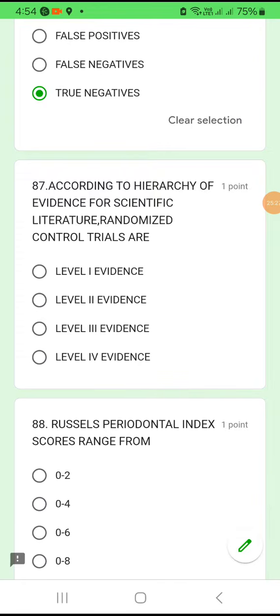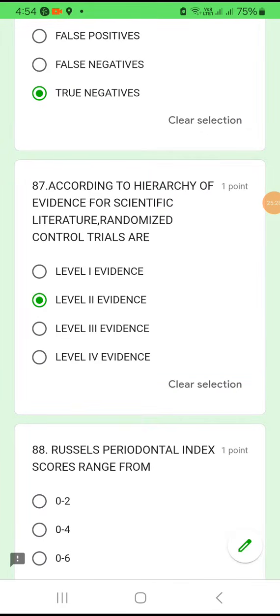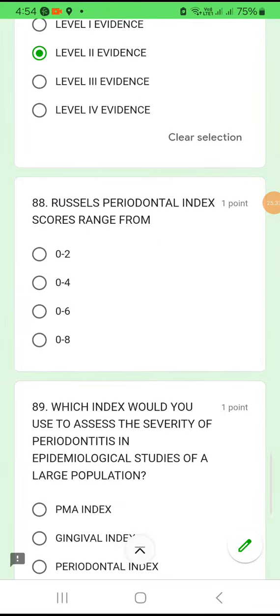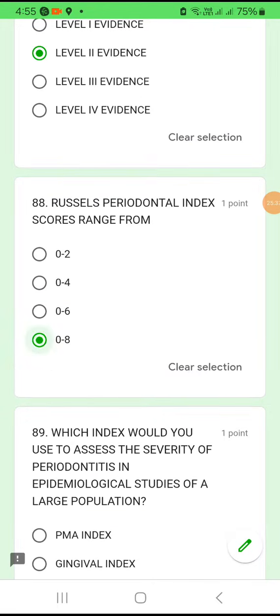Question number 87. According to hierarchy of evidence for scientific literature, randomized control trials are what type of evidence? They are level 2 evidences. Okay. RCTs, randomized control trials, are level 2 evidences. Russell's periodontal index scores range from 0 to 8.